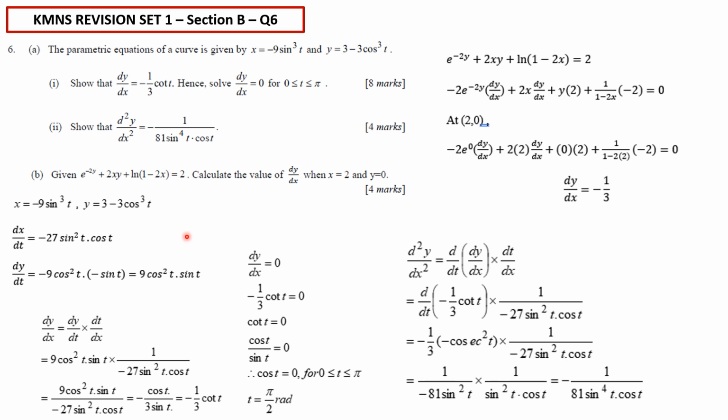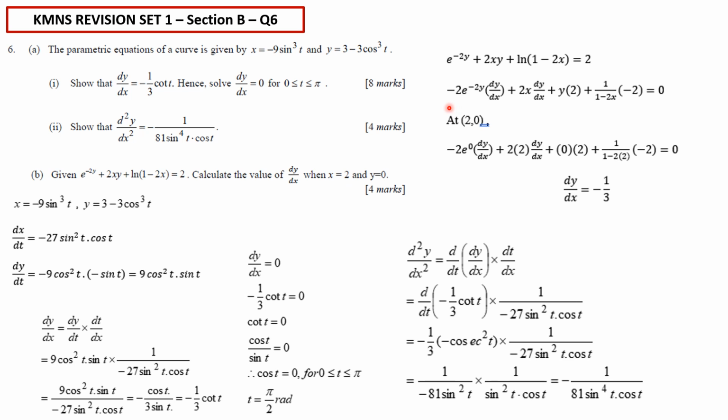Okay, the second question, 6b, is about implicit differentiation, where it involves y and x in one same function. So what you need to do in the first one is this is just an exponential function. You just copy back and multiply with its differentiation. But remember to put dy dx because we are differentiating y. 2xy, you must use the product rule, and ln(1 minus 2x), you can just differentiate directly. 2, you differentiate, you will get 0.